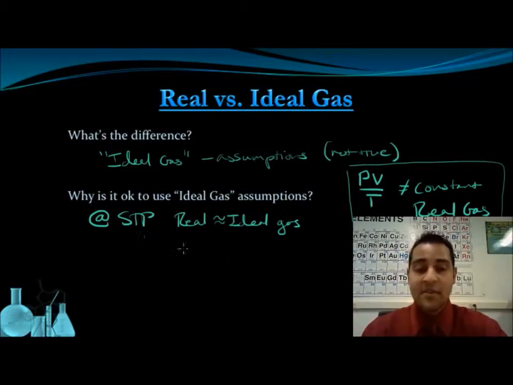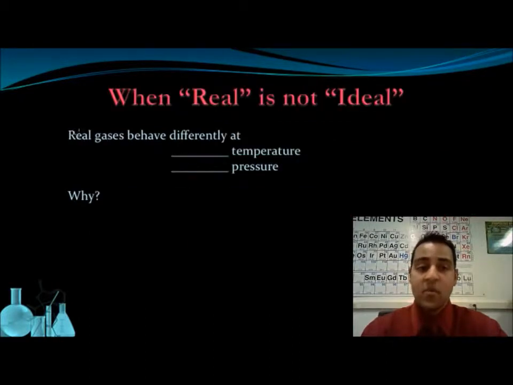So if at STP this is an okay thing to do, when does this start to fall apart? Well, real gases behave differently at low temperatures and high pressures. These two conditions, low temperature and high pressure, I don't need to have both. If even one of these things happens, this similarity between real and ideal starts to fall apart. And we see that real gases behave differently.